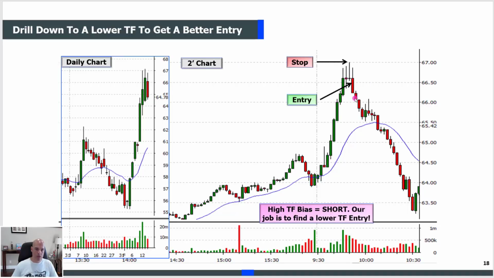This is possible only because of the daily chart. It makes this trade so much better because it's not just a stock that moved from 64 to 67 anymore. It's a stock that moved from 55 to 67. But if you didn't look at the daily chart, you would have never known that, and you might have thought to yourself, that's not that extended.